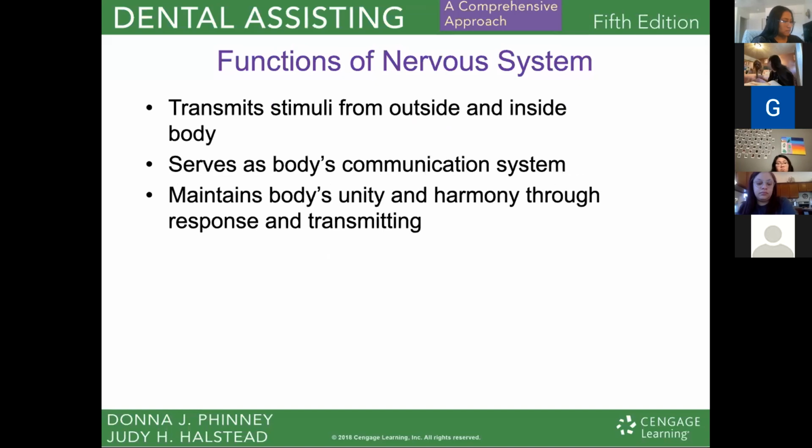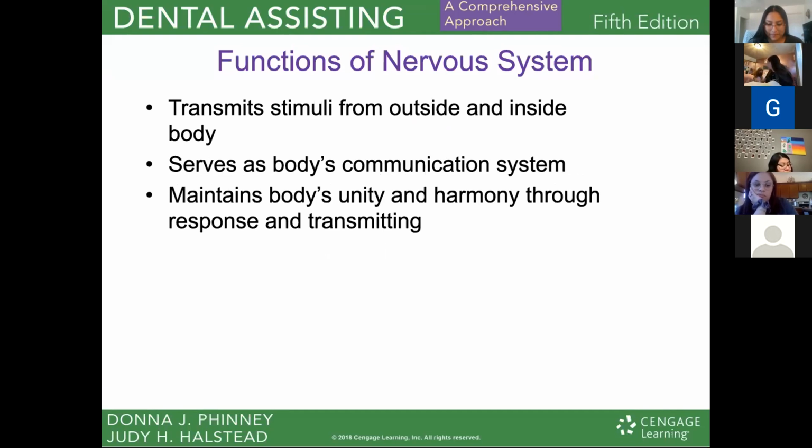Good job. All right, so now talking about the functions of the nervous system. So the nervous system functions to transmit stimuli from outside and inside the body, with the ability to respond and transmit stimuli in order to retain unity and harmony in the body. So they serve as the body's communication system, and they maintain the body's unity and harmony through response and transmitting. So this is how the body stays in homeostasis.